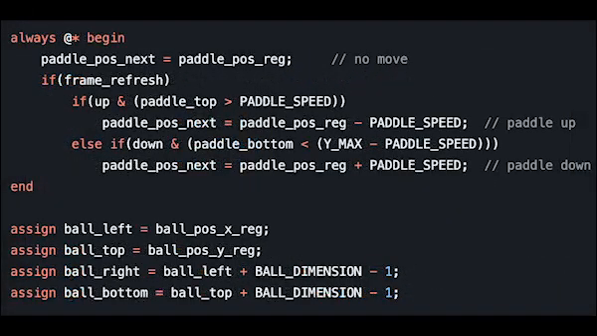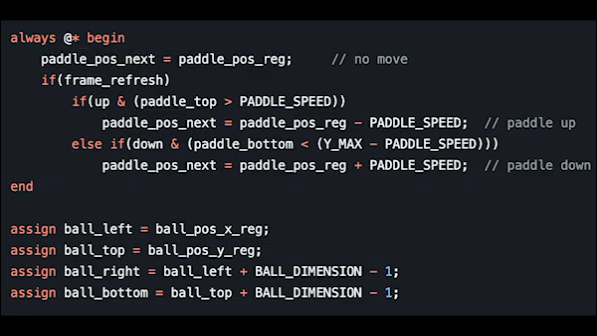Hi everyone, my name is Prashast and I'll go over some of the core logical components of the game. This code is about paddle movement logic, and it's in an always block. The first line is for when no movement happens, so the paddle stays at the same place.